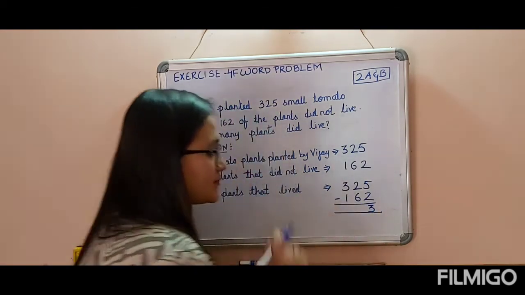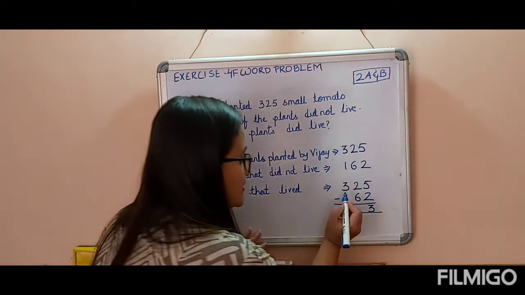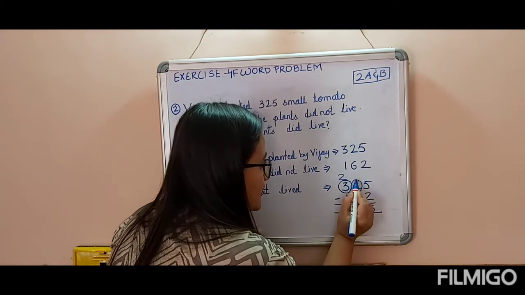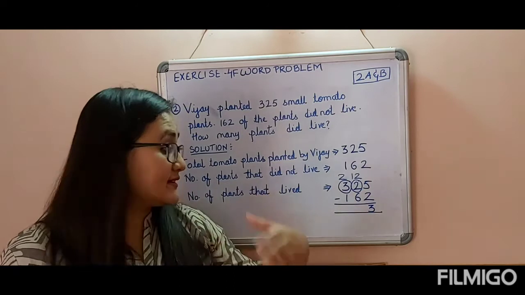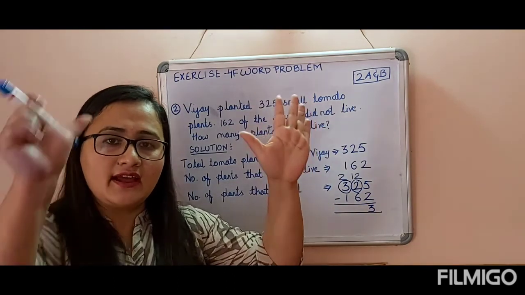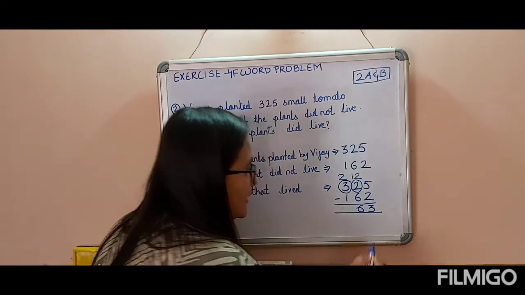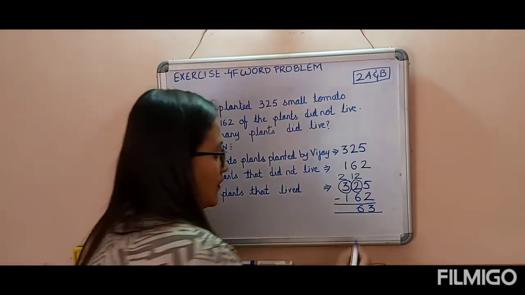Here you cannot subtract 6 from 2. Then what you'll do, you will borrow from the hundreds place. This will become 2 and this will become 12. Then you'll keep 12 in your mind and start counting after 6. 7, 8, 9, 10, 11 and 12. Yes, 6. Then 2 minus 1 is 1.